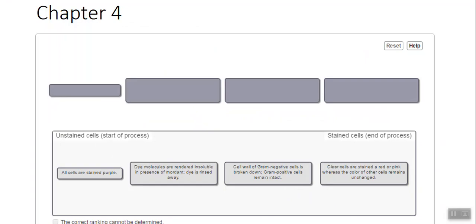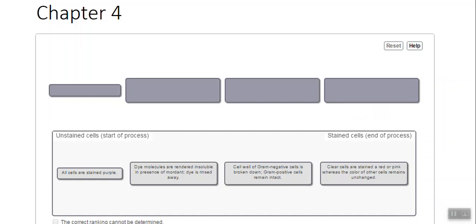So this would be the correct order for the chart that we're looking at here. First, all the cells are going to be stained purple because you put crystal violet on them. Whether it's gram-positive or gram-negative, everything on that slide is purple. The next thing that happens is that the dye molecules are rendered insoluble because of our mordant, which was iodine. So the dye is rinsed away from most parts of the slide, but it's retained by the cell walls of those bacteria, or the LPS layer, the phospholipid outer membrane of gram negatives.